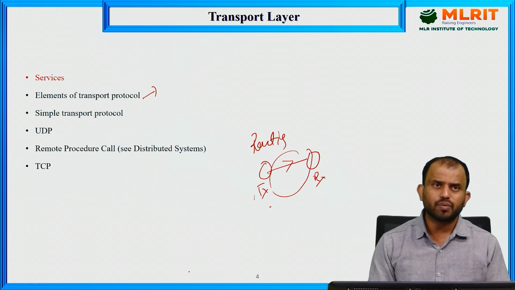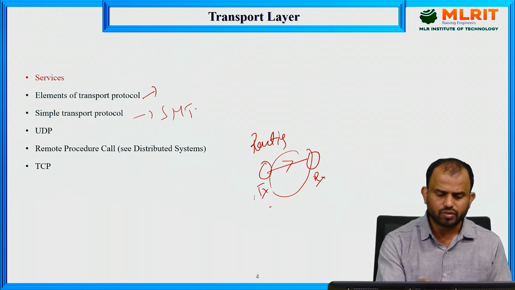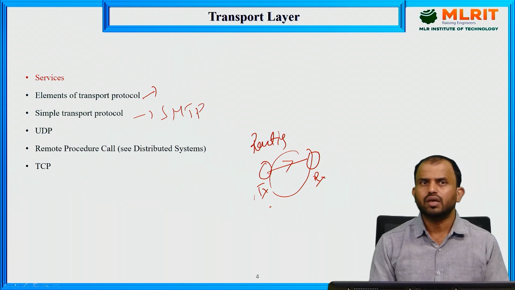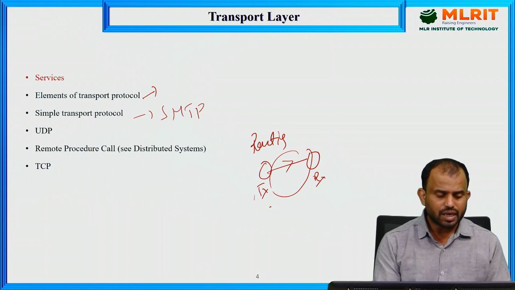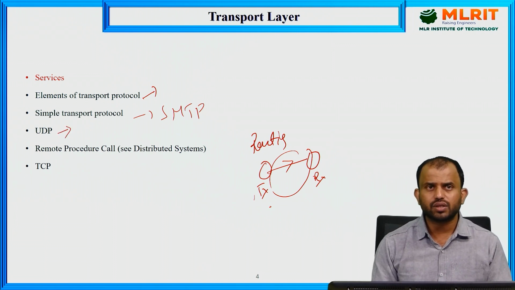We also discuss the simple mail transfer protocol, or SMTP, and all the kinds of protocols that emerge in the transport layer are covered in this session. As well, we discuss UDP, which we call the user datagram protocol.